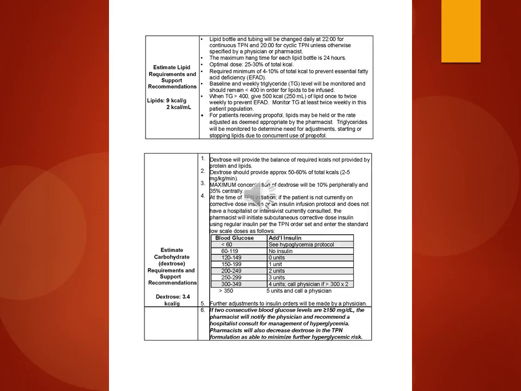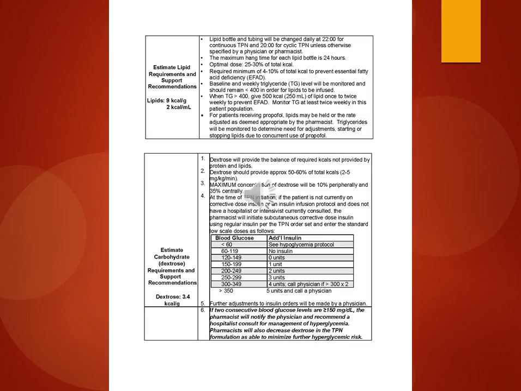Maximum concentration of dextrose will be 10% peripherally and 25% centrally. At the time of TPN initiation, if the patient is not currently on a correctional dose insulin or an insulin infusion protocol and does not have a hospitalist or intensivist currently consulted, the standard scale dose is as follows.